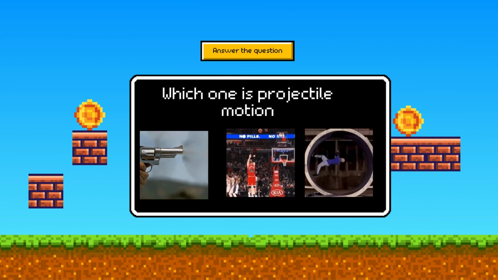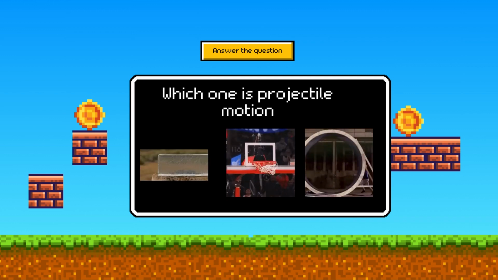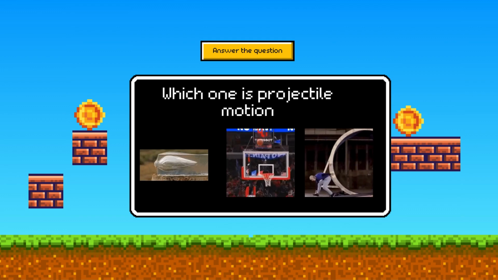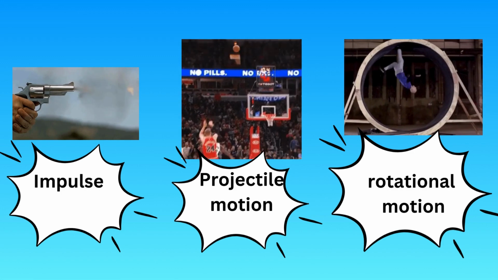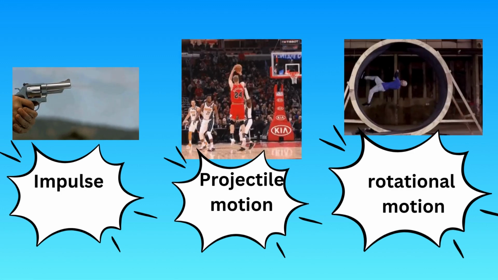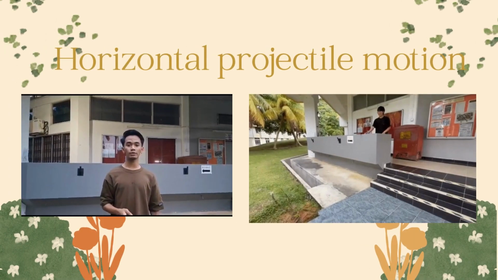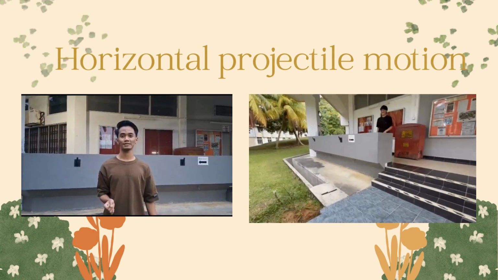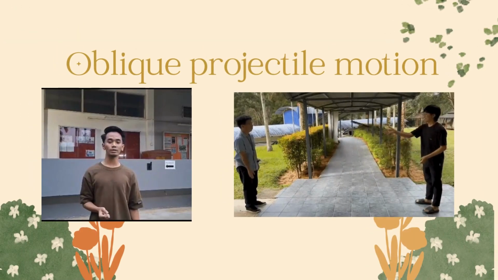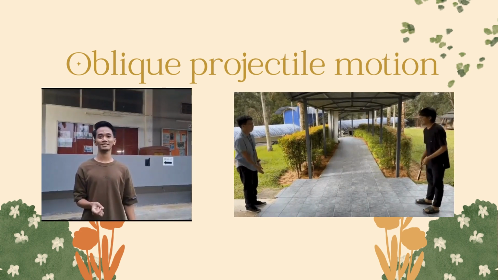Before we start, I want to ask you all which one is projectile motion between three animations. The first animation is impulse, the second is projectile motion, and the third is rotational motion. Our group member will perform how horizontal projectile motion works. Next, our group member will perform how oblique projectile motion works.